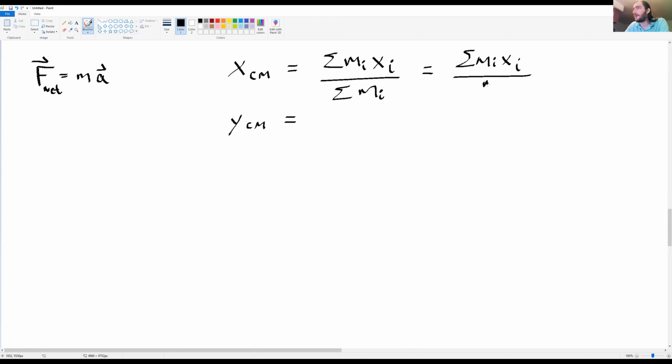And then on the bottom here, I'll just write M total. And of course, the location of the center of mass, again, you can break it down into components. And so you can calculate the X coordinate of the center of mass and the Y coordinate of the center of mass by simply breaking down the position vectors into their components.